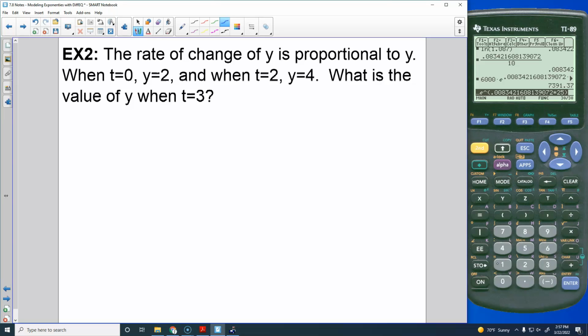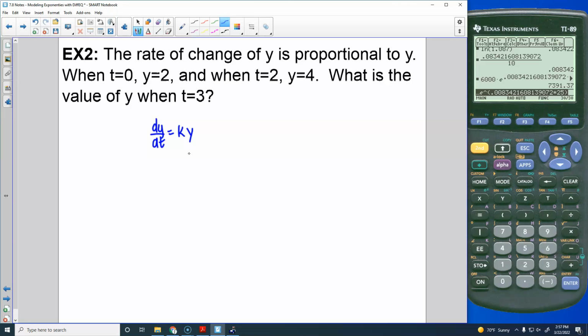This is really just a bare bones problem. There's no application here. The rate of change of y is proportional to y. So the rate of change of y is dy/dt, and it's proportional to y, so we just put a y. We should hopefully recognize this as the exponential growth situation.